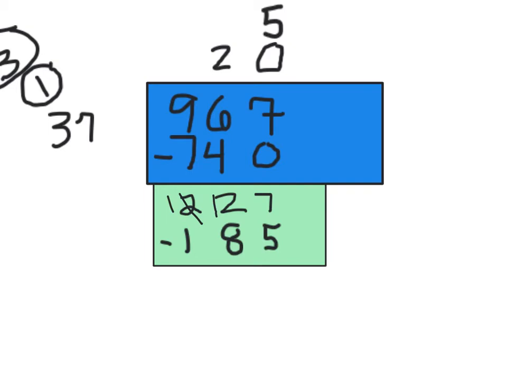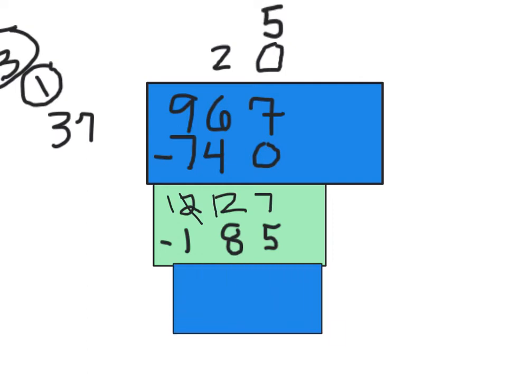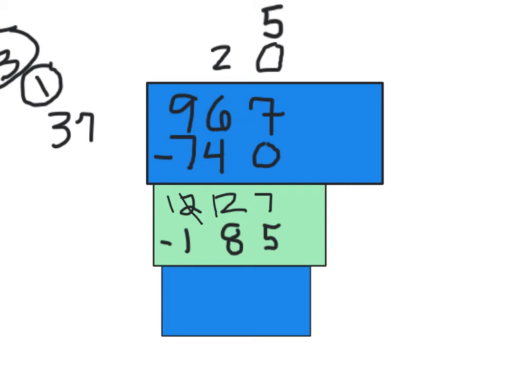So before we do that, though, actually, no, let's go ahead and we'll make our next area box, and then I'll let you copy after we do the subtraction. How about that, all right? So let's go ahead and subtract. 7 minus 5 is going to give me 2. And 12 minus 8 is going to give me 4.